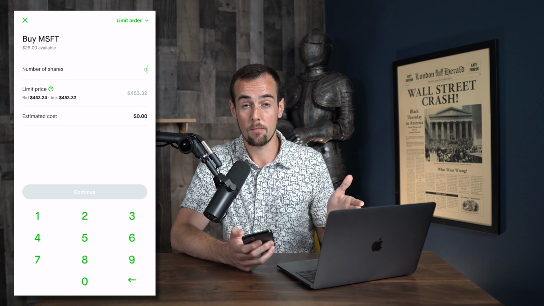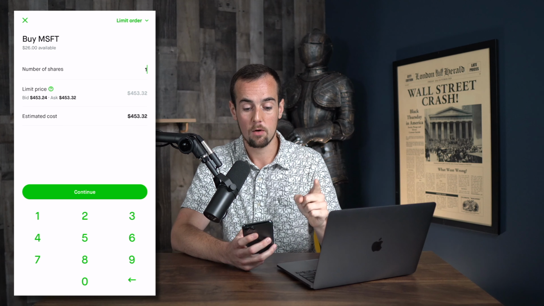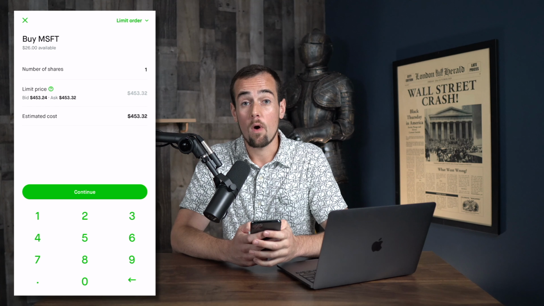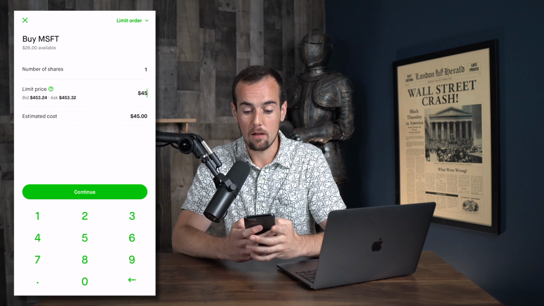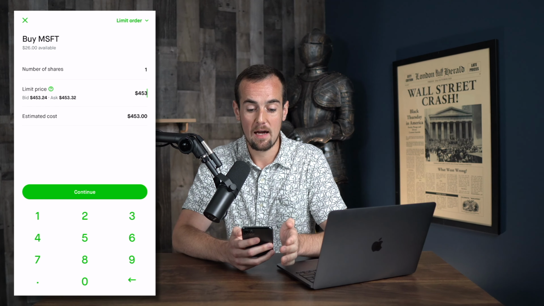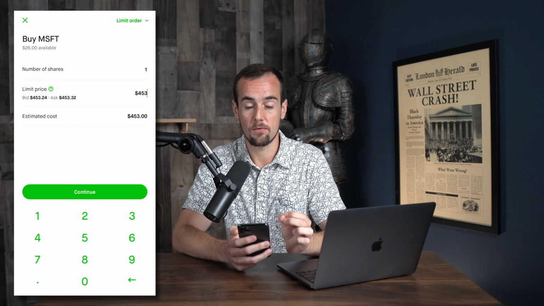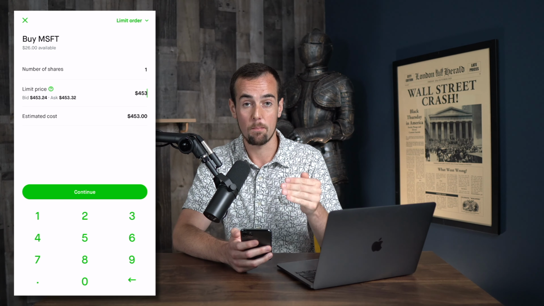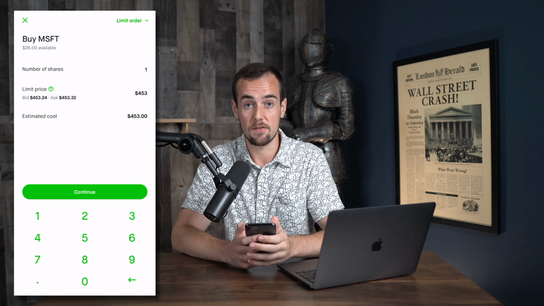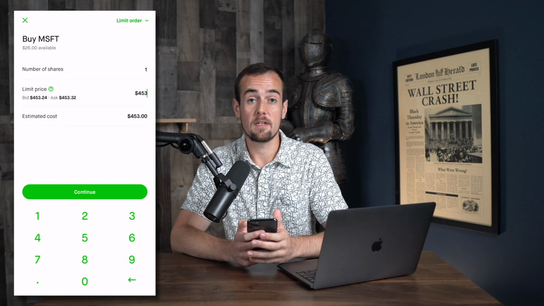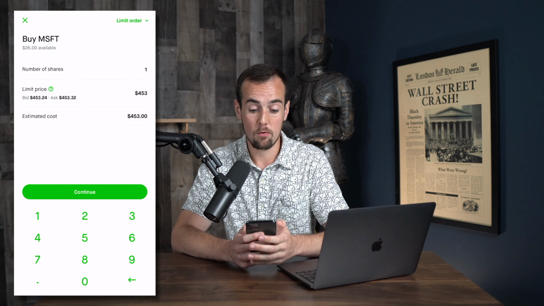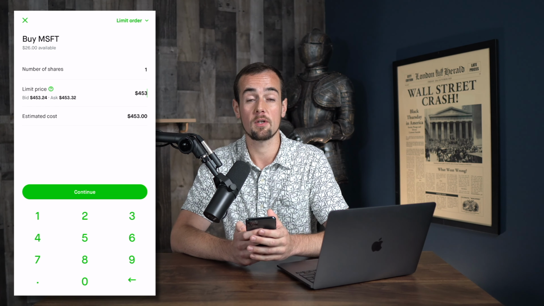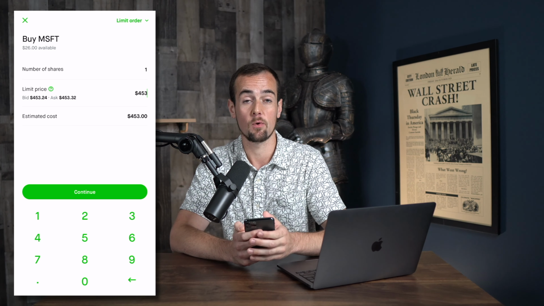But let's say, for example, that you wanted to buy one whole share of Microsoft, but you wanted to specify the exact price that you were going to pay. If you wanted to pay exactly $453 and no more for Microsoft stock, you could set your limit price at $453, and it would only fill that order if that specified price was met, and you can do the same exact thing on the sell side. Now, limit orders are not guaranteed to execute because there's no guarantee that Microsoft will hit exactly $453 a share, but this is helpful for those who are looking to specify exact prices for order execution.